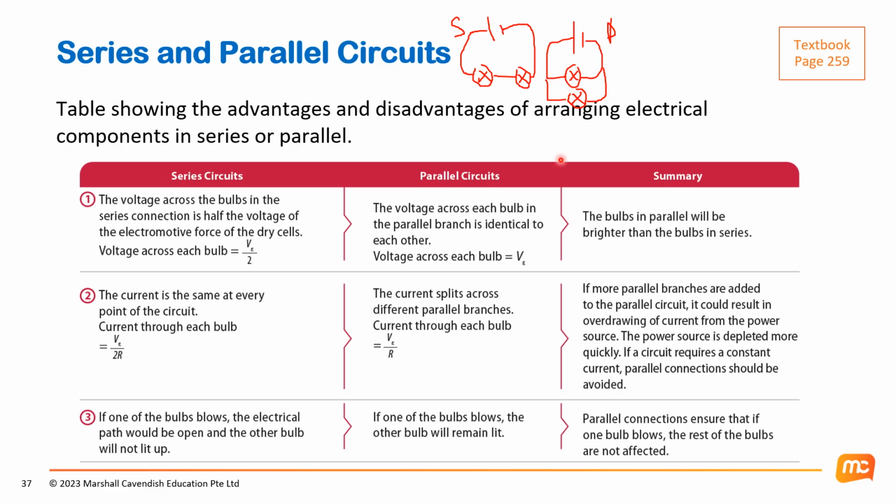So these bulbs will be brighter because the voltage across each of the bulbs will be the EMF of the cell, as opposed to the series, where it will be half of it only. Okay, second one, in terms of how the currents will behave. For the series circuit, the current will be V divided by 2R, because 2R is the effective resistance.